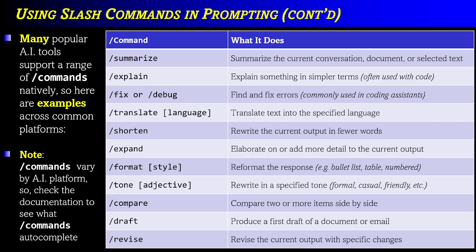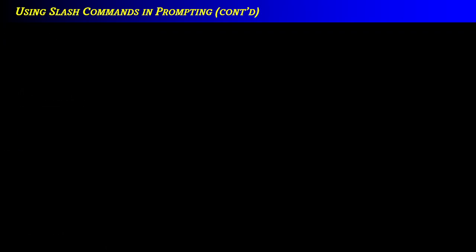Slash format, and then you provide the style, which will reformat this response, like for example, into a bulleted list or a table. Slash tone, and then an adjective, which will rewrite it in a specific tone, like formal or casual, etc. Slash compare, where we compare two or more items side by side. Slash draft, which would produce a first draft. Slash revise, which would revise the current output with whatever changes we ask it to provide. Slash commands do vary platform to platform, so if you're going to use slash commands extensively, check to make sure they are recognized by that AI.